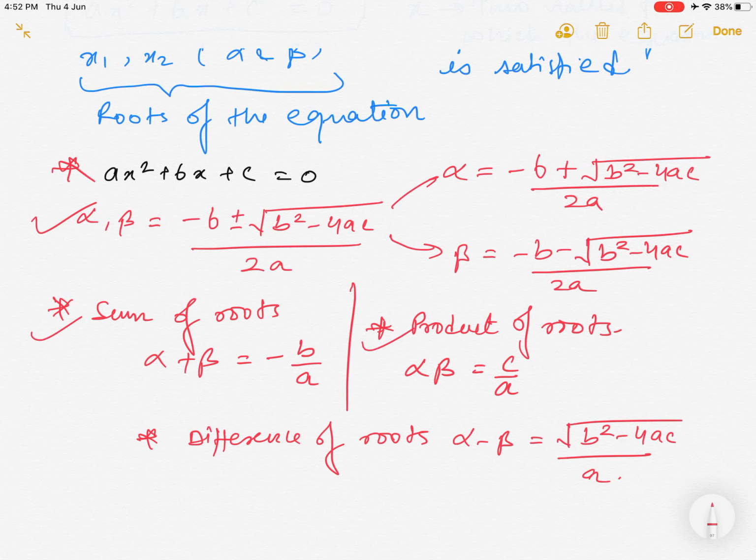So as far as quadratic equation is concerned, you will have to remember how to find the roots of an equation. You'll have to remember what the sum of roots is. You'll have to remember what the product of roots is. And you'll have to remember what the difference of roots is.